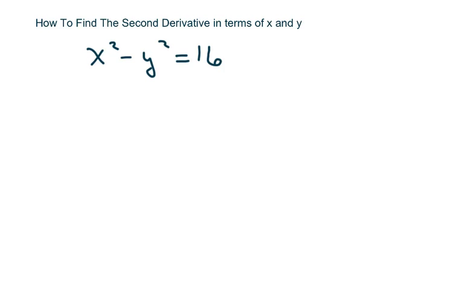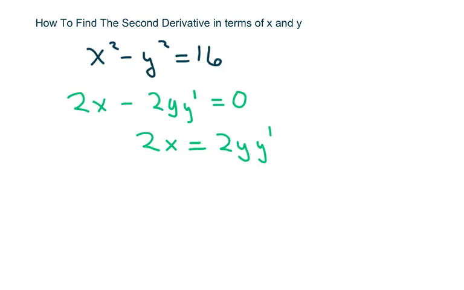Hi everyone, we're going to find the second derivative in terms of x and y using implicit differentiation. This is a hyperbola, so I'm just going to go through, and this is going to be 2x minus 2y times the derivative of y equals 0. So 2x equals 2y times the derivative of y. So the derivative of y equals 2x over 2y. The 2's cancel, so the first derivative is x over y.